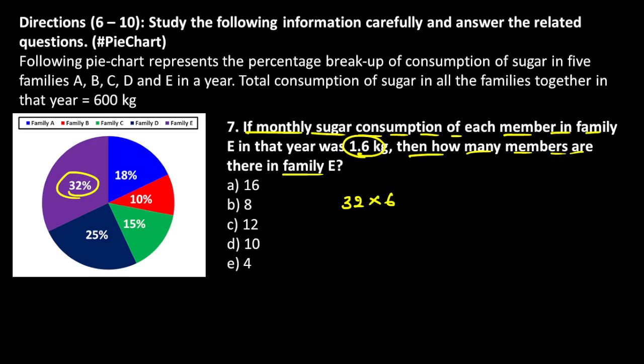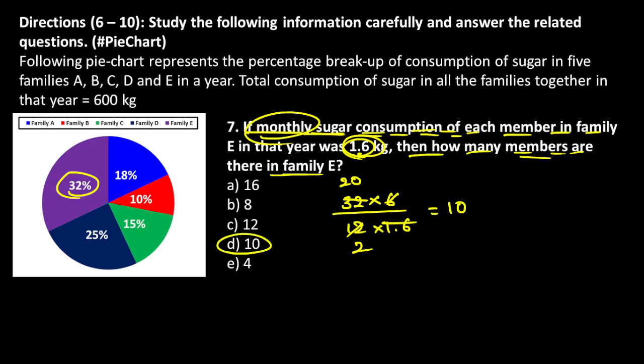Okay. In that year, then how many members are there? The monthly sugar consumption. Yearly divided by 12 gives the monthly consumption. Right? In that, 1.6 members. Very good. 1.6 kgs. 6, 2 times, 20 times, 10. 10 members, option D is the final answer for this question.